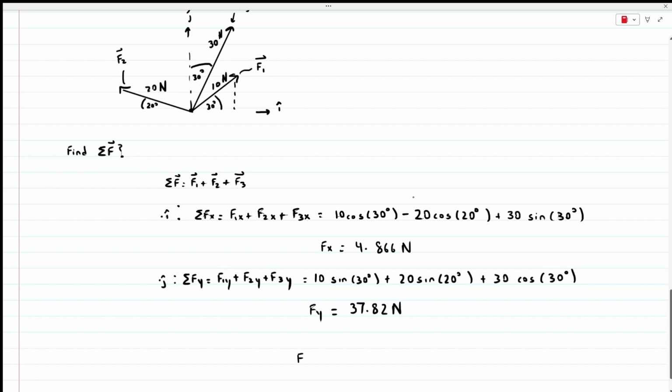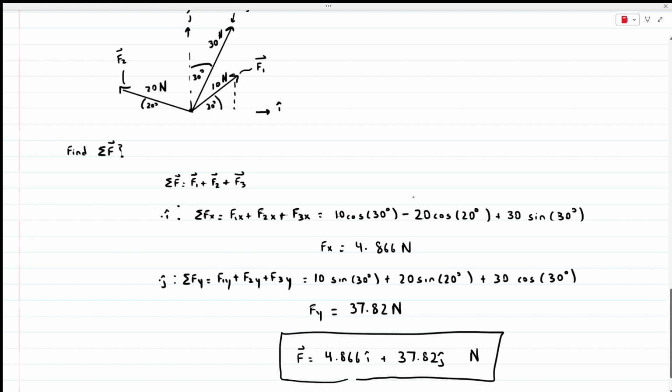Our total force vector can be described by the sum of the forces in the x direction, which is 4.866 in the i, plus 37.82 in the j newtons. This is our final answer.